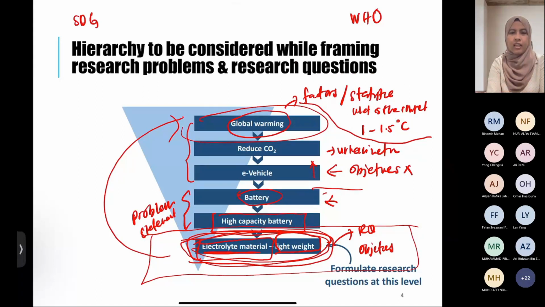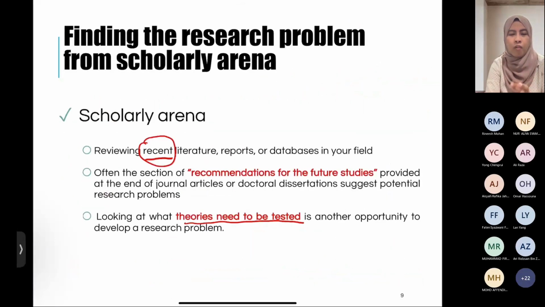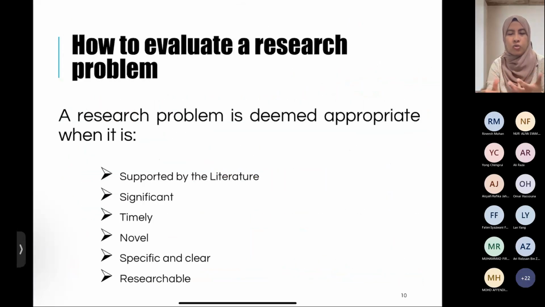You are just targeting your material in the battery. You are not solving the battery issue. Of course, when you solve the electrolyte issue, you solve the battery issue, but your particular work involved the material of the electrolyte only, not the whole research on the battery. Researchable.